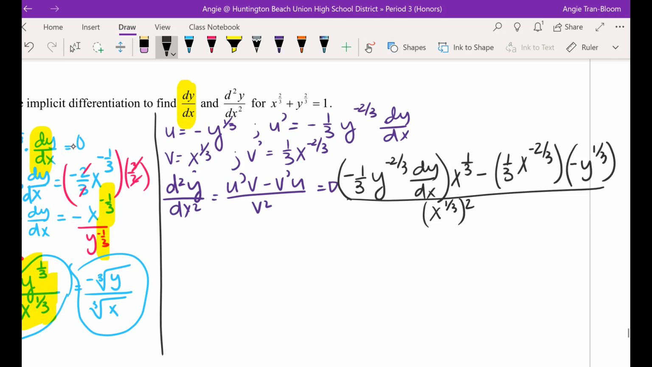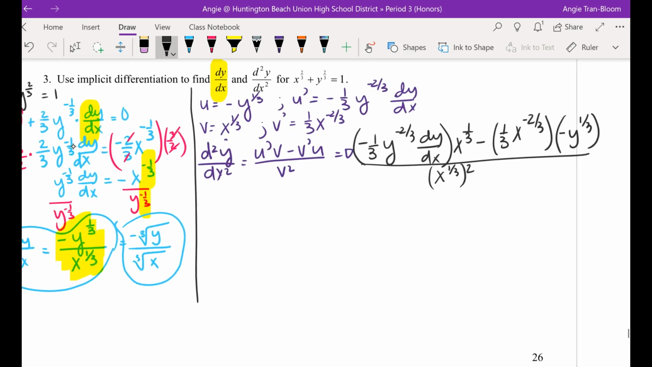Okay, now this is the step where I have to really take my time and double check my work. So this right here and this right here, I'm going to put together at the front.